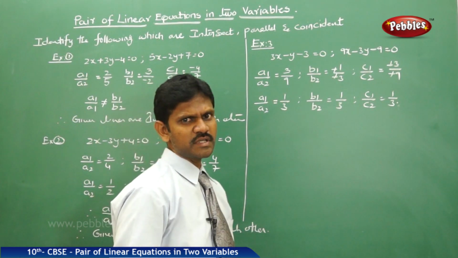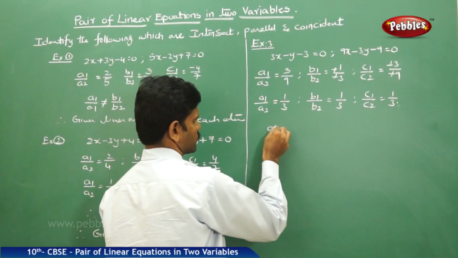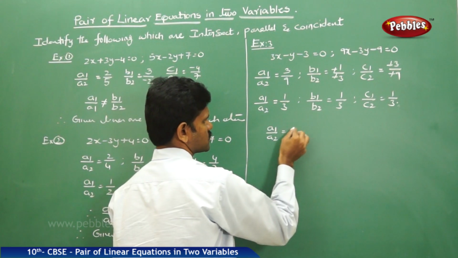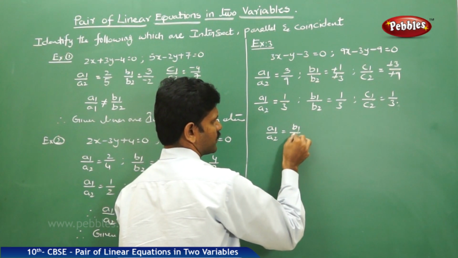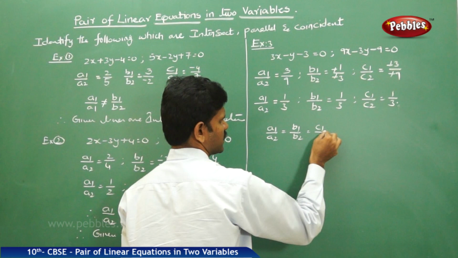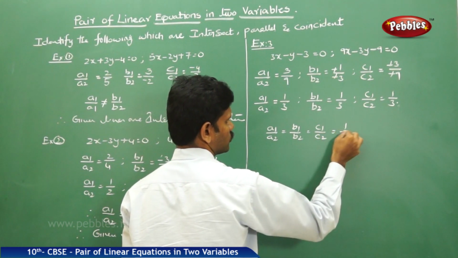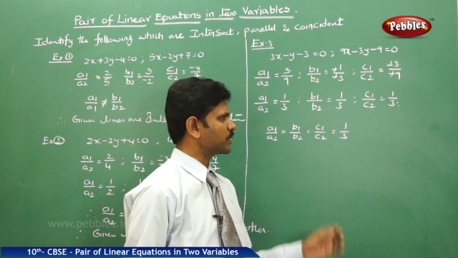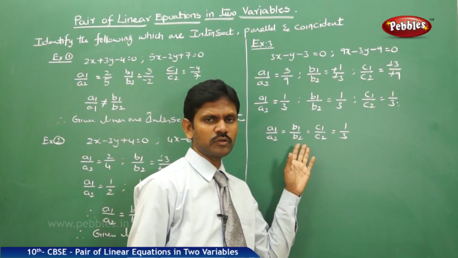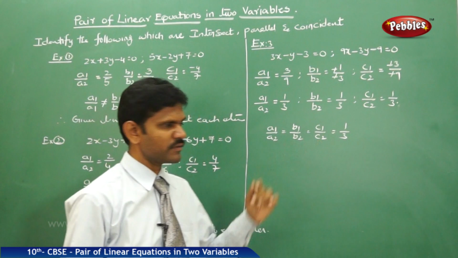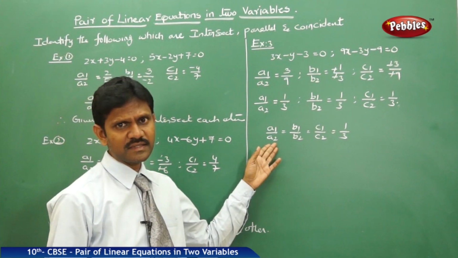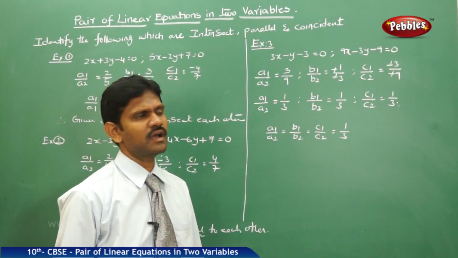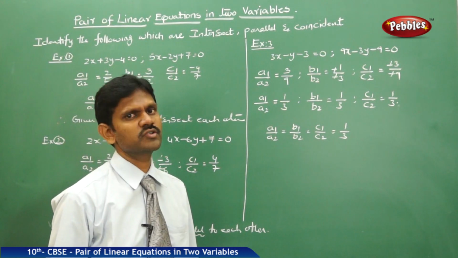From the above positions I conclude that A1 by A2 is equal to B1 by B2 is equal to C1 by C2, the same answer, 1 by 3. Therefore, according to our previous knowledge, since A1 by A2 is equal to B1 by B2 is equal to C1 by C2, the given lines are called coincident lines and it has infinitely many solutions.